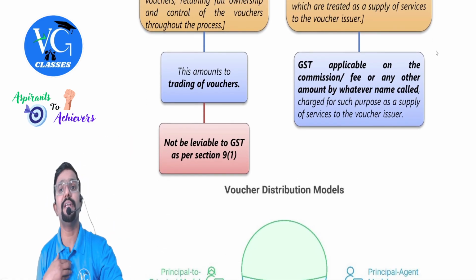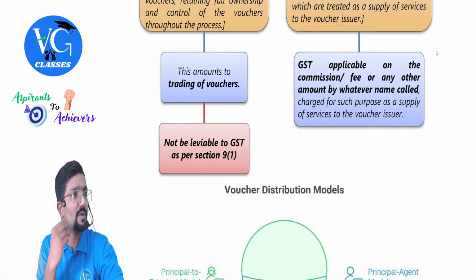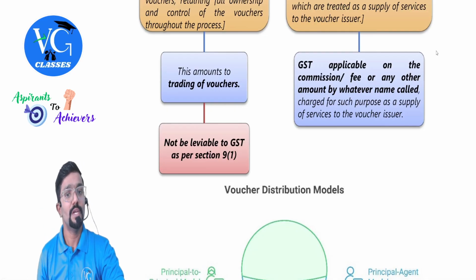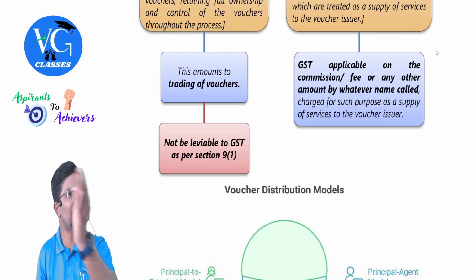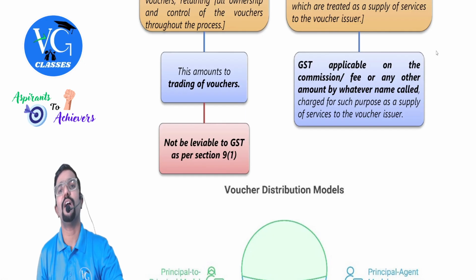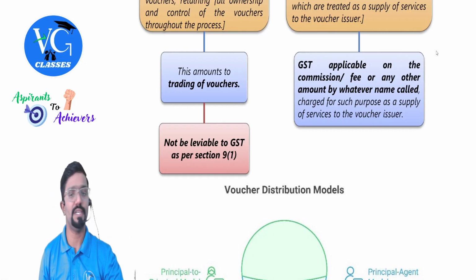This amounts to what? Trading of vouchers. Guys, what did I do? I bought and sold the voucher. So I am trading the vouchers. Not liable to GST as per Section 9(1). Why so? Because a voucher is an actionable claim. Actionable claim is part of Schedule 3. Not liable for GST, guys.